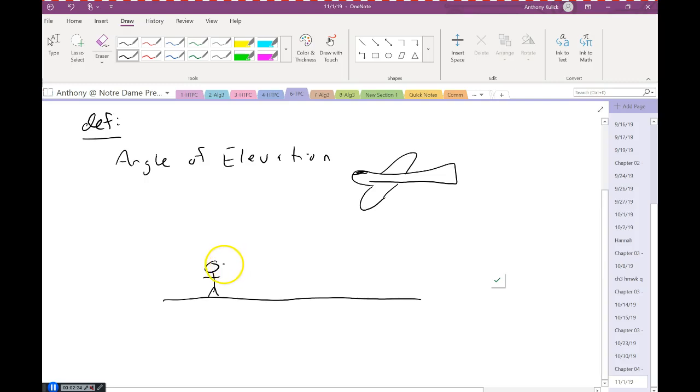So when we talk about an angle of elevation, we're thinking about the person as like a line of sight. That's if they're looking straight ahead. And then if they look up at the airplane, that angle from their line of sight rotated up to the thing they're looking at in the sky is an angle of elevation.